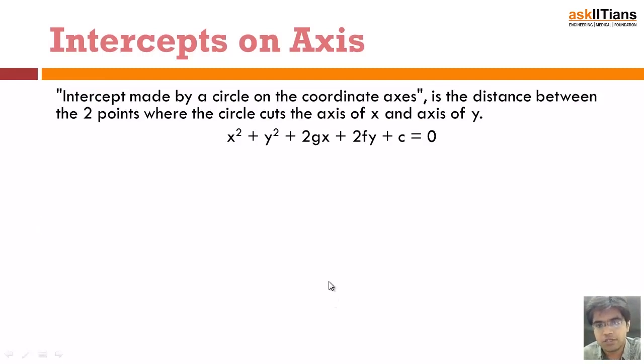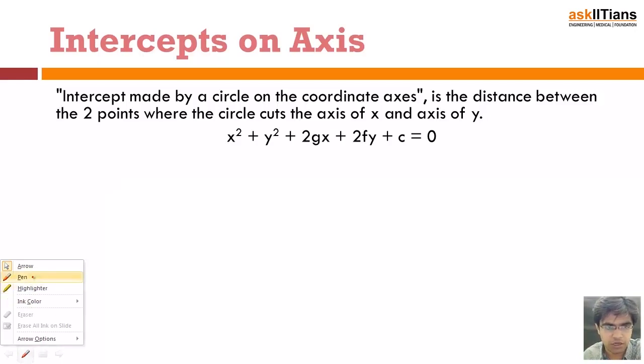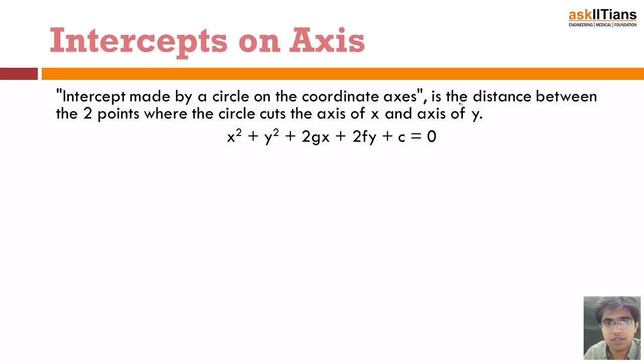Now we'll come to the next concept, that is intercept on x-axis. What do we mean by intercept? As we all know, intercept is a length that has been cut out, or a portion of a length. So suppose that we have a general equation again, and we have our coordinate axes. Our circle is cutting the x-axis and y-axis at 2 points. The distance between those 2 points is called intercept.